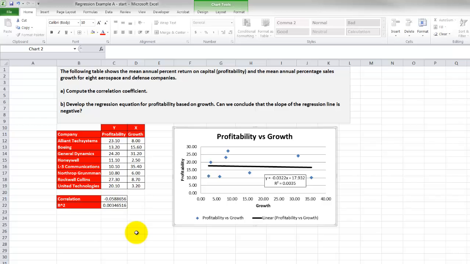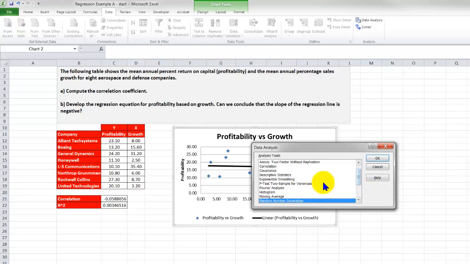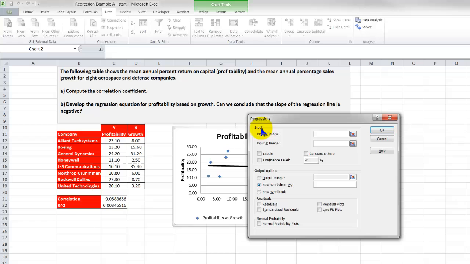Okay, we have another option, and the option that you'll want to do your analysis from, because it actually gives us more insight to the problem. So let's go ahead and go to Data Analysis and find the regression option. The regression option requires a range of y, a range of x. Our y we've determined is profitability. Our x is growth. And we do have labels.